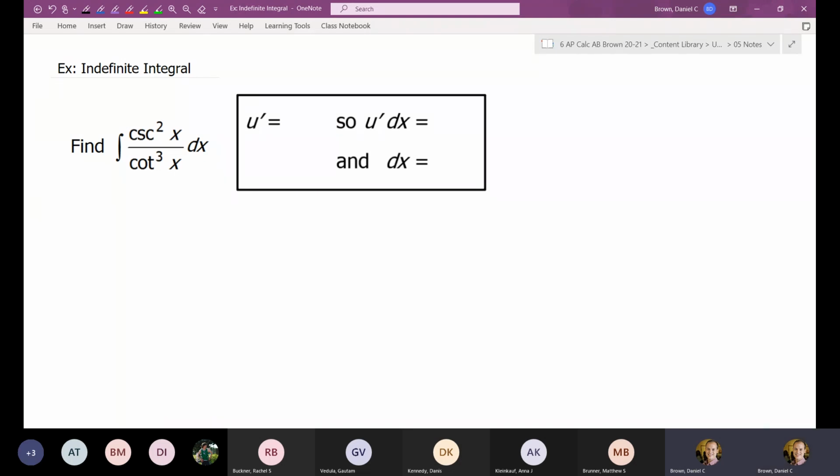So I want us to integrate cosecant squared of x over cotangent cubed of x with respect to dx. Here's the reminder. Big thing if you need to just memorize something, just know that dx is the same thing as du over u prime. Say you're taking your test and you can't remember that, or you just want to be sure that dx is equal to du over u prime, you can derive it again pretty easily.